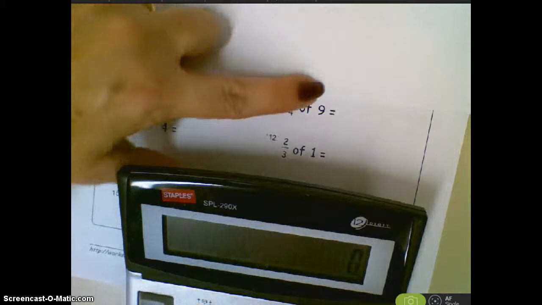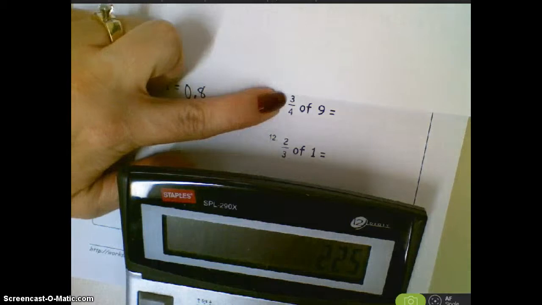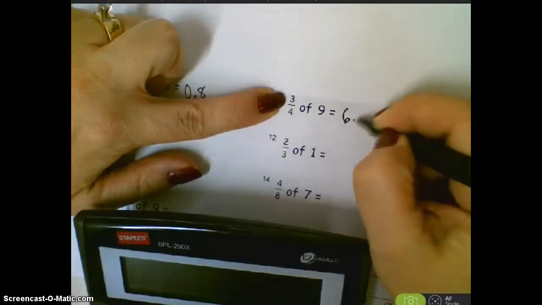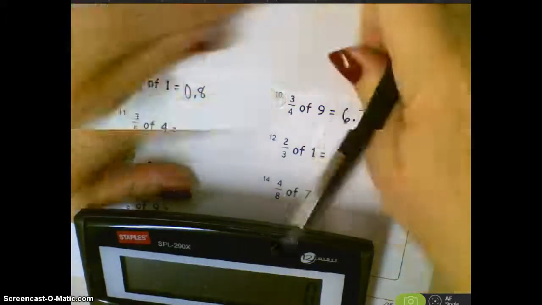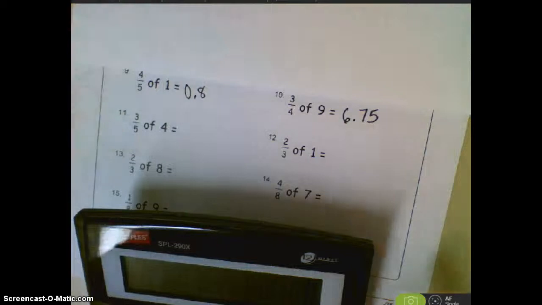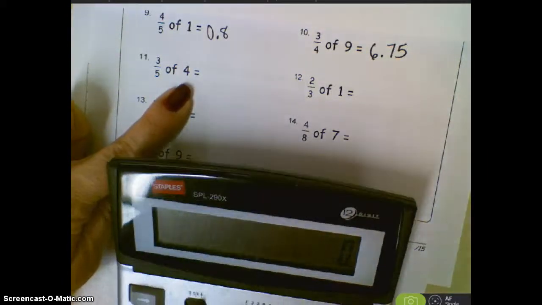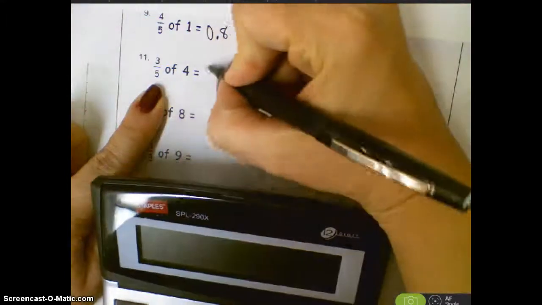3/4 of 9. We'll take our whole number, 9, divided by our denominator, 4. And we get 2.25, and we'll multiply it by our numerator, 3. And we get 6.75. Now, sometimes it's a good idea to double check on these, because if I'm in a rush here, I could make a mistake. So I'm sorry in advance if I'm making a mistake. 4 divided by 5 times 3 is going to get us 2.4 on that one.